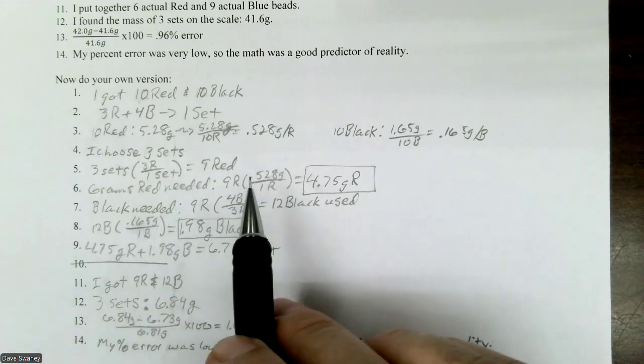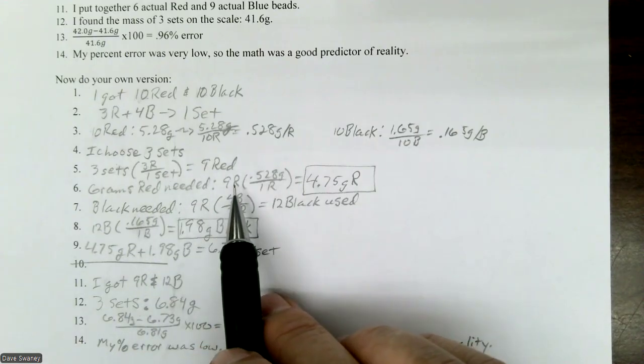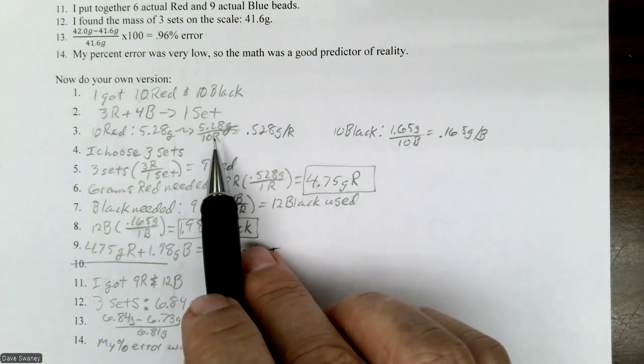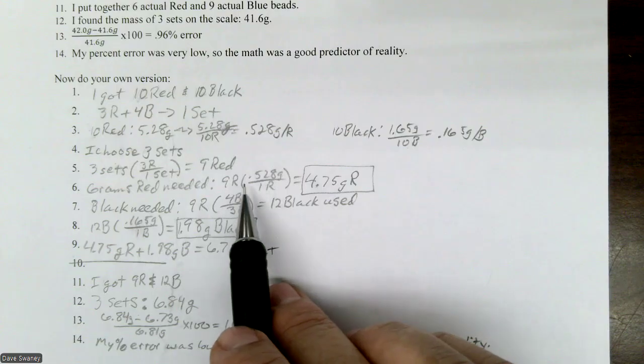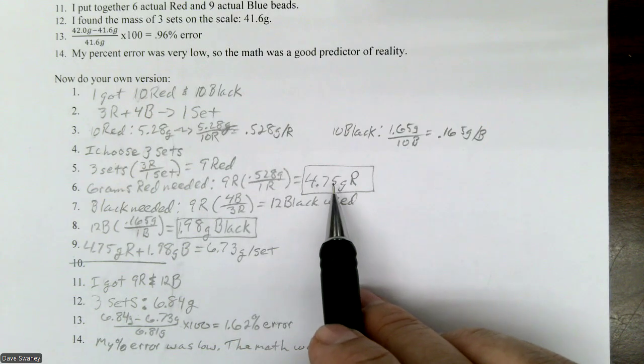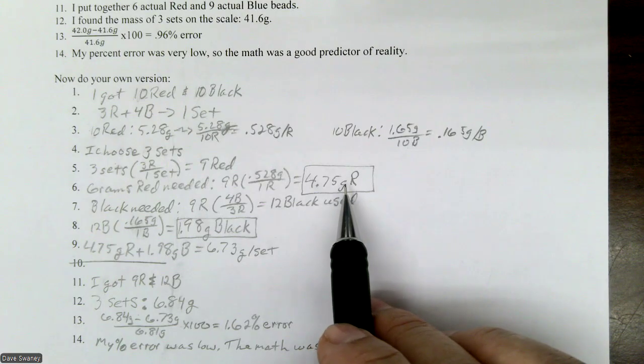The grams of red needed will be the 9 red that I'm going to use times the average per red. So we're going to use this. The red cancels out, and I will need, multiply, divide, 4.75 grams of my red beans.